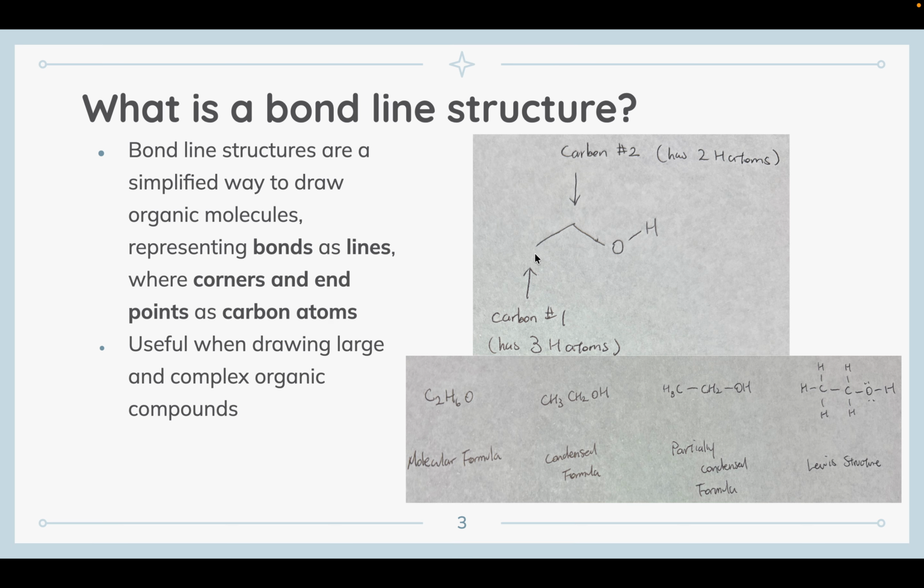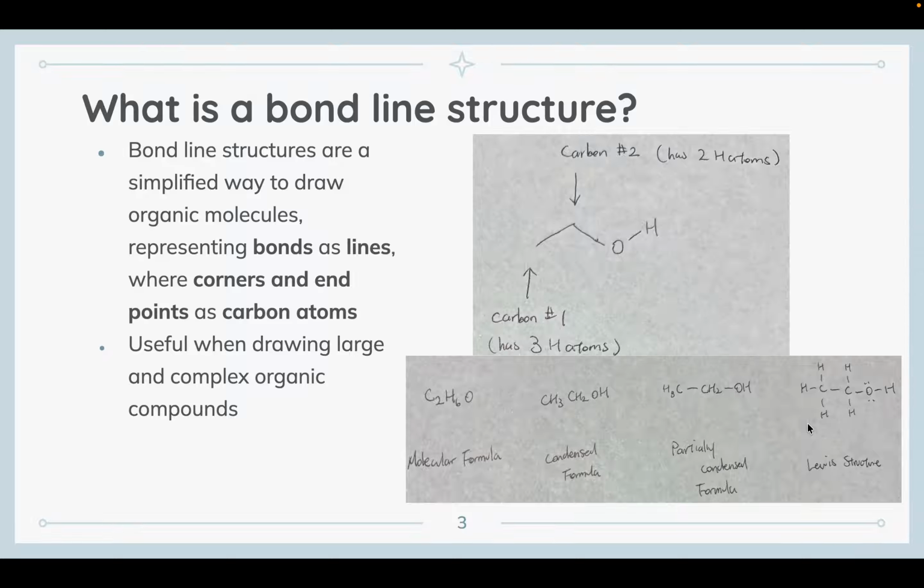Now, in chemistry, we have a multitude of ways to describe our molecules, starting off with the molecular formula, which gives us the number of atoms inside that molecule, condensed formulas and partially condensed formulas that give us an idea of the arrangement of those atoms, and then Lewis structures, which give us every single atom, its bonds, and the lone pairs of that molecule.